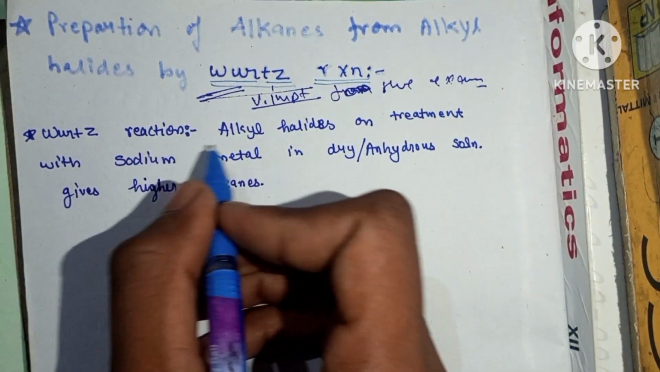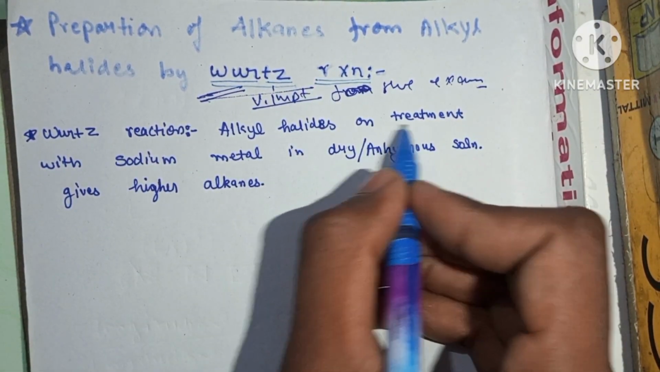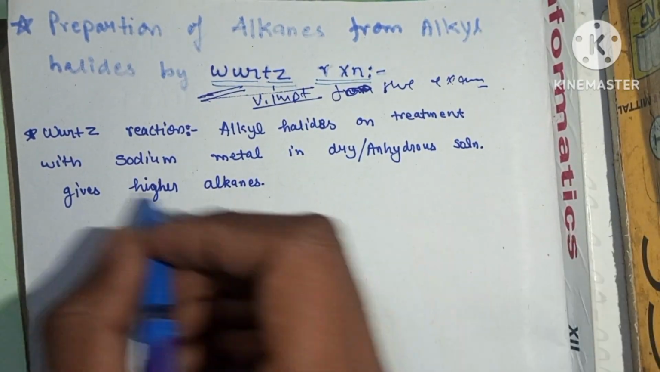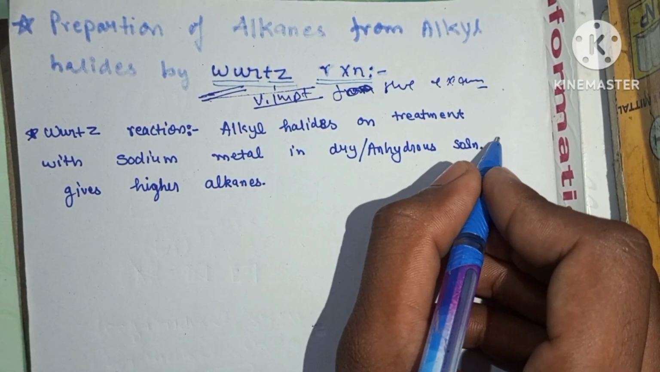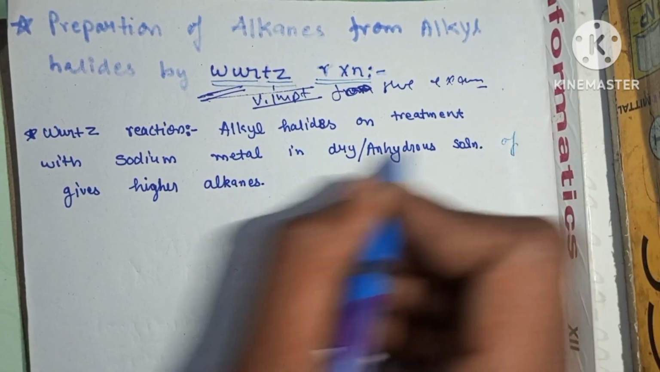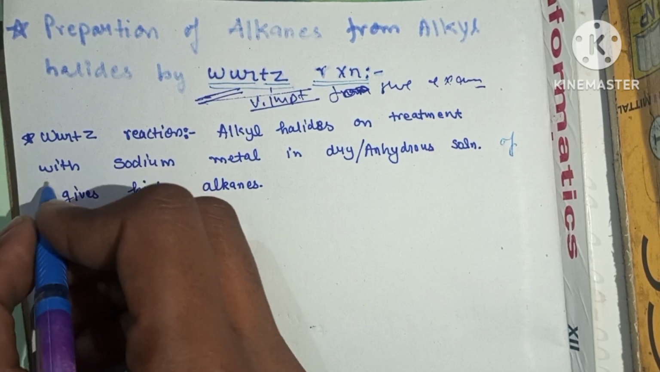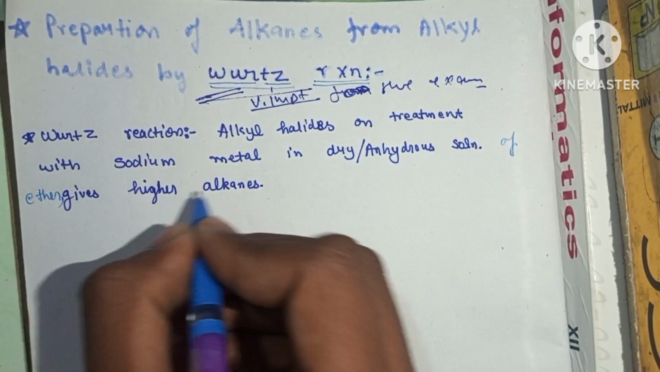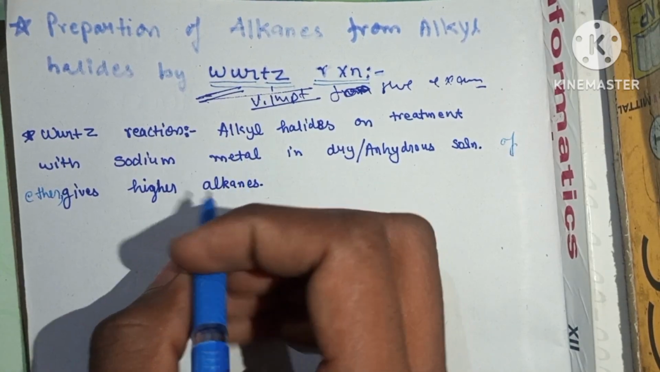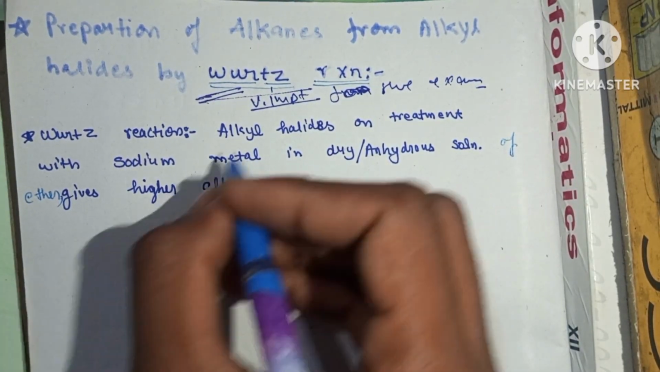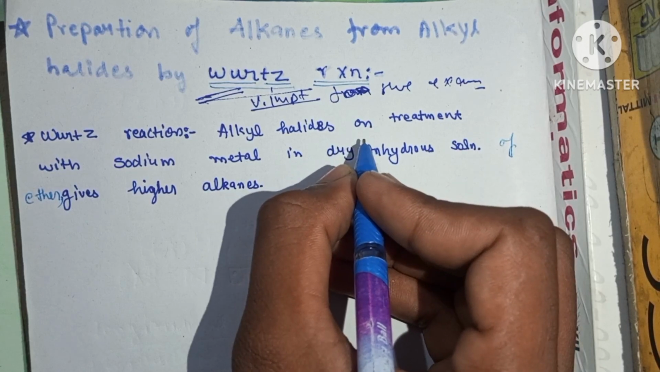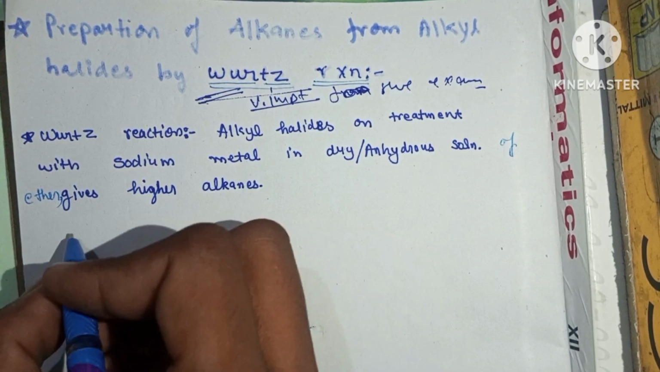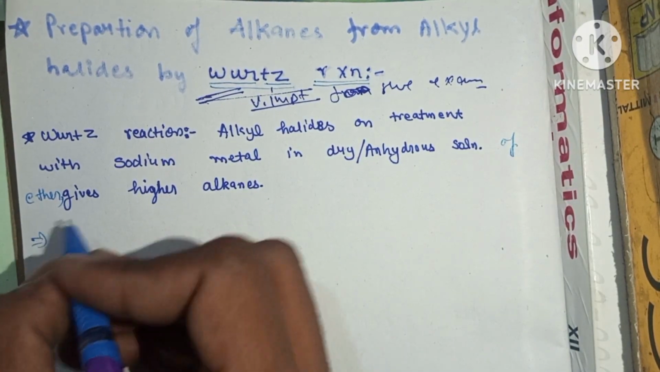So in the Wurtz reaction, alkyl halides on treatment with sodium metal in anhydrous solution of ether give higher alkanes. So we treat alkyl halides with sodium metal in the presence of anhydrous ether. We will see the reaction here.